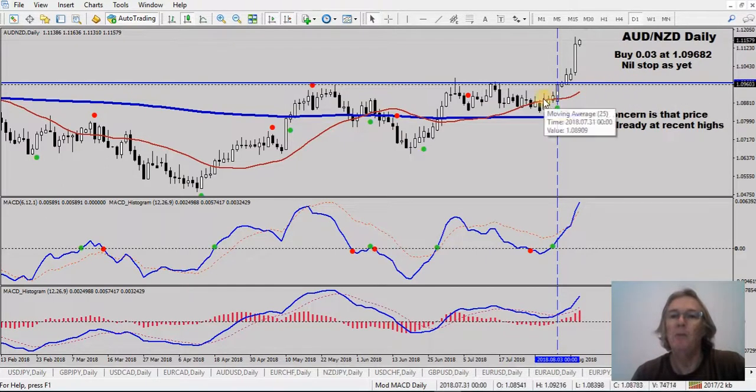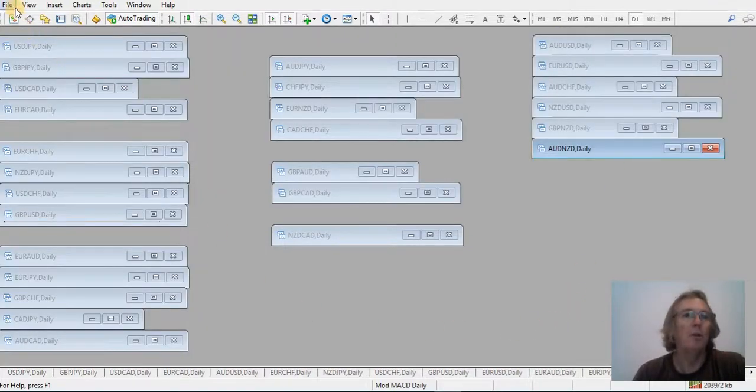It's probably a bit of an aggressive stop, but I think the 25 SMA will head up there and meet it in the next couple of days. Can't see it dropping too quickly. So that's it for the Mod MACD.